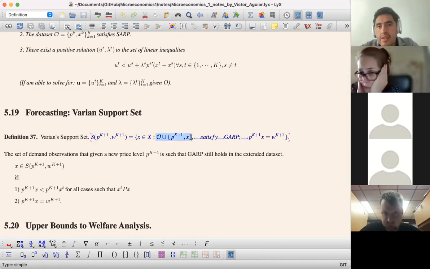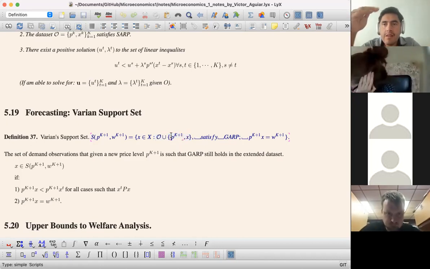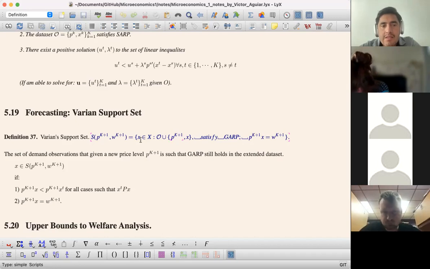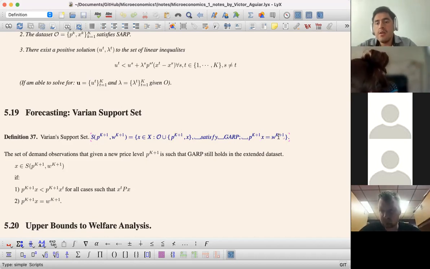That means O is the original data, and then you are augmenting the data with one additional row. The new row has a new price, PK plus 1, and then X is the unknown variable, so the demand you want to predict. So basically, this set is describing all X's, all vectors that satisfy GARP in the extended data, right? And such that the multiplication of the new price times the new bundle is equal to the target income. Do you understand what this is doing?